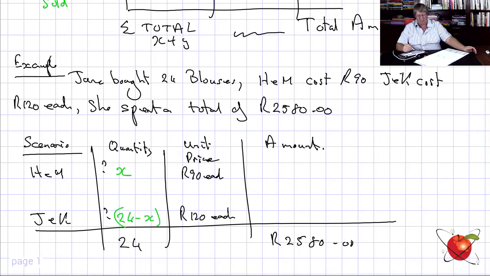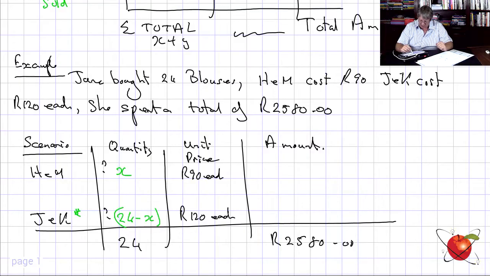And it does not matter which one you call X. It makes no difference whatsoever. You're going to work out both. In your answer, just make sure you answer it correctly. If they ask how many J and K's did she buy, then that's the answer they're looking for. You've got to answer these questions fully. You can't just leave it as 15. You've got to say she bought 15 J and K's or 15 H&M or whatever. You have to answer it fully.